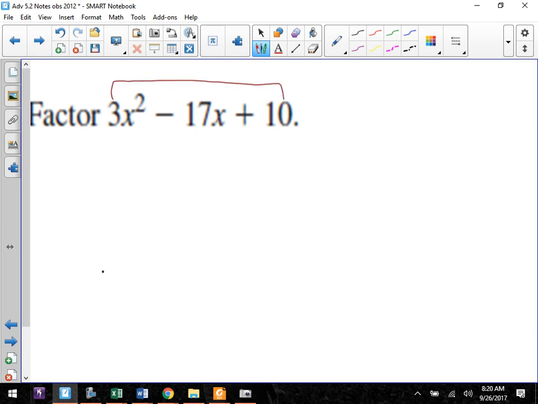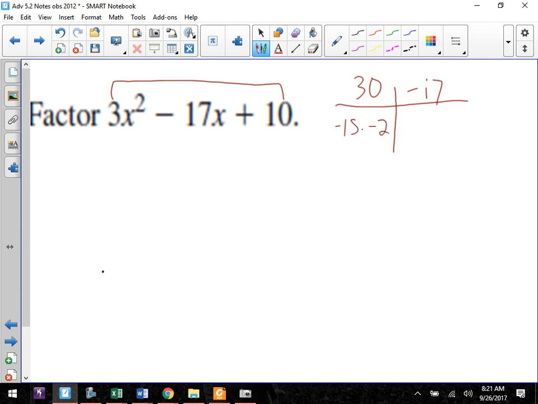Very good. What times what is positive 30 that adds together to get negative 17? That tells you that they both have to be negative. Okay? The middle term's negative, the last one's positive. Both terms have to be negative. So what would that be? Negative 15, negative 2. Very good.